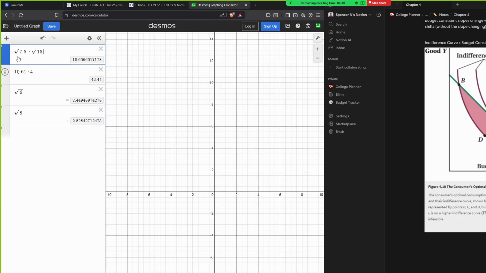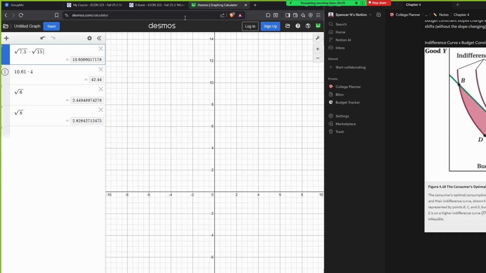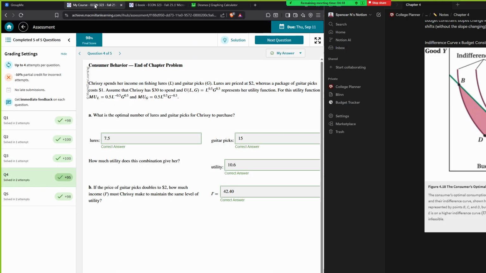That's the calculation for that. So, I'm sure you guys already know this, but anything raised to the 0.5 power is the same as doing a square root. So 7.5 raised to the 0.5 power times the square root of 15 is 10.606. If you guys want to get it right the first time, make sure you only round to one decimal place. I didn't see anywhere where it said to do that, so I just kind of had to figure that out.